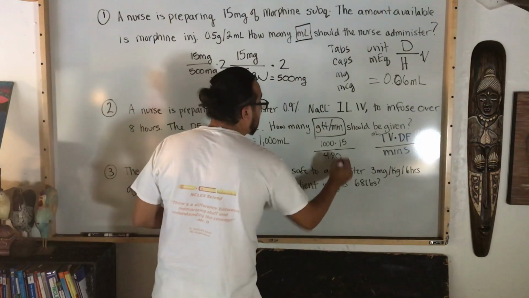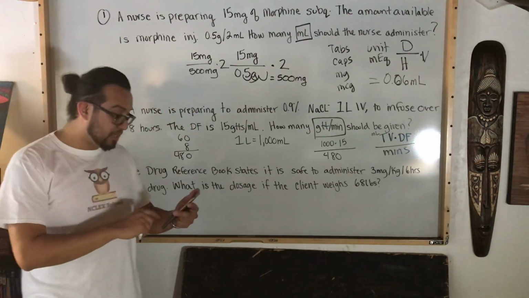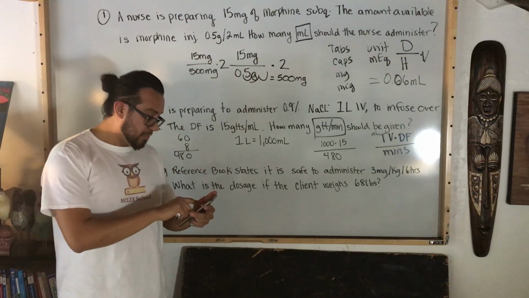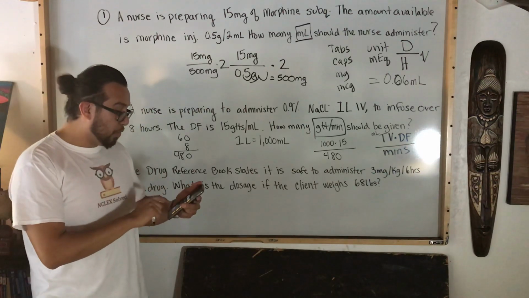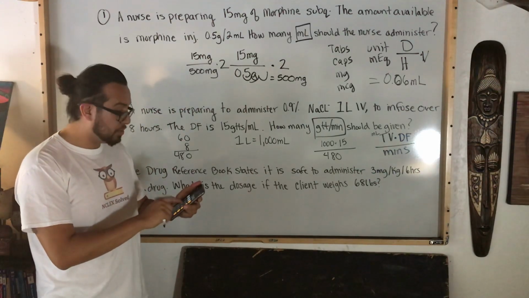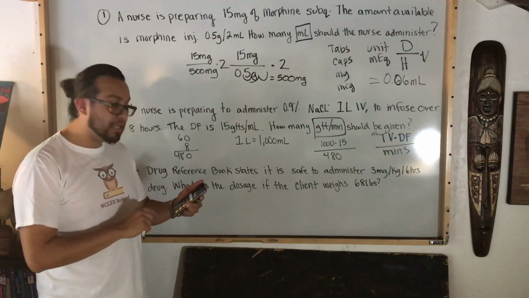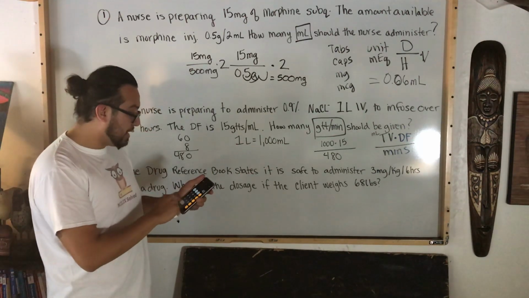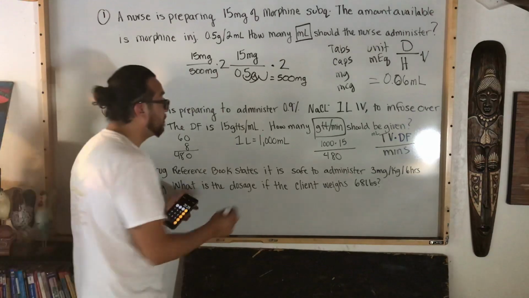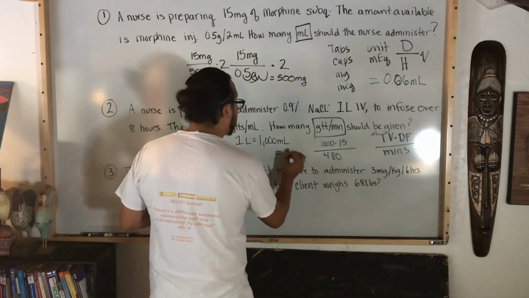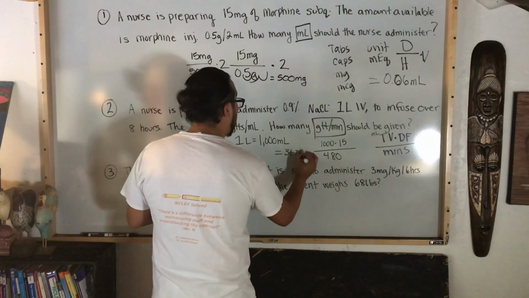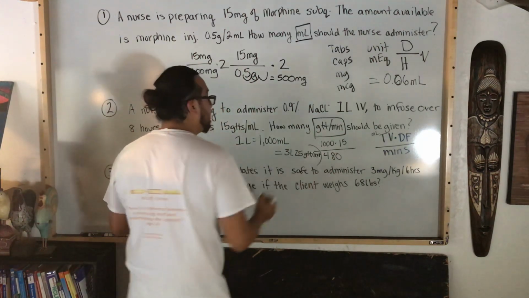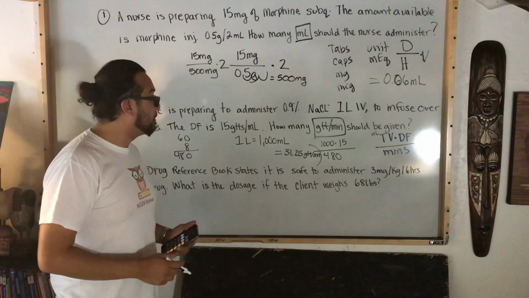For those of you following along, go ahead and plug it into your calculator as I'm going to do right now. So you get 1,000, you multiply it by 15, and it gives you 15,000, and then you divide that by 480, and that gives you your answer of 31.25 drops per minute. Hopefully that kind of helped out a little bit.